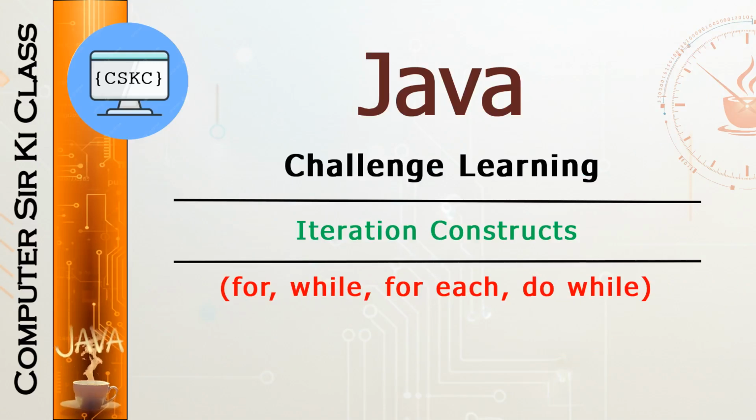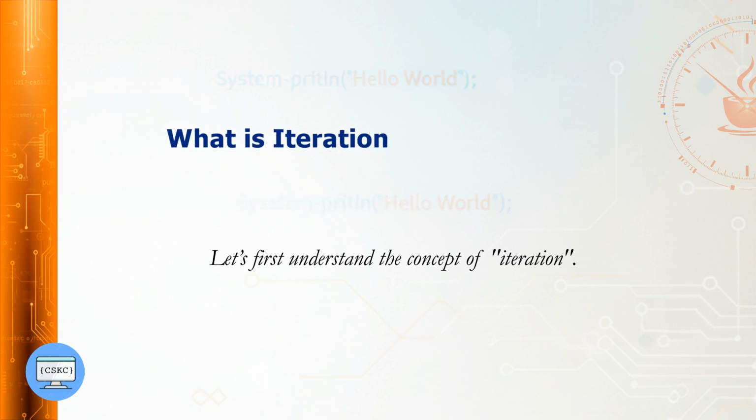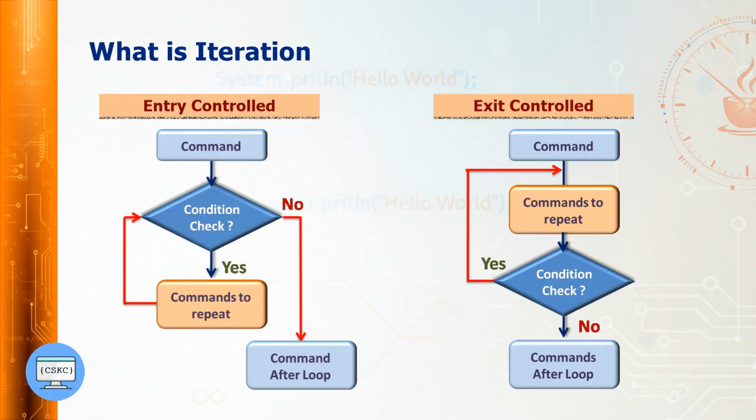Iteration construct is a fundamental construct of programming used for repetition of instructions. Types of iterations available in Java have been explained in this session. Let us first understand the concept of iteration.